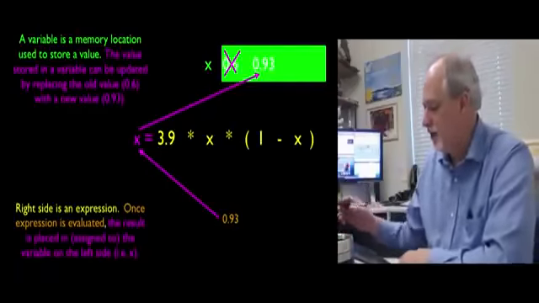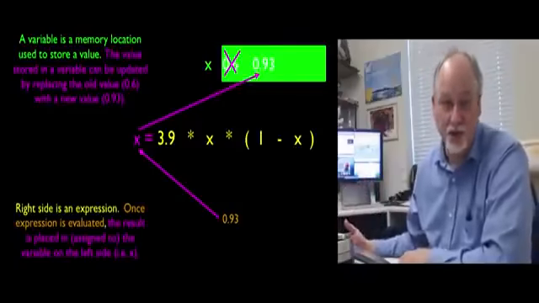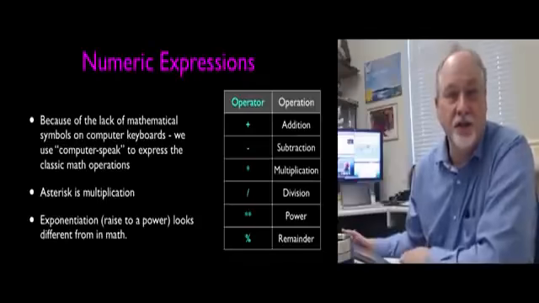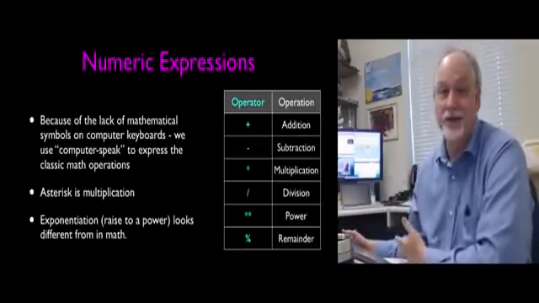So this on the right-hand side here is a numeric expression. So we have a number of different operators. Some of them are instinctive, intuitive, the plus and the minus.